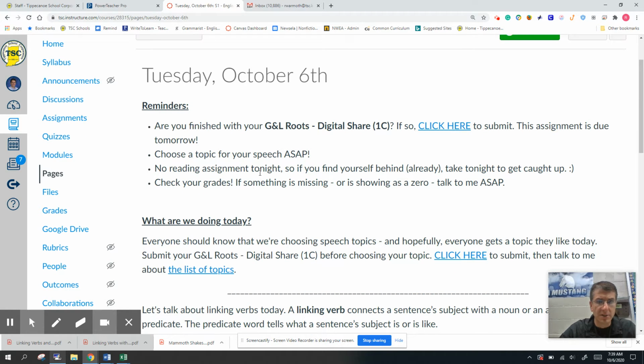Let's see. No reading assignment for tonight. I try to keep at least one day a week as a catch-up day, as long as we're here 5 days. Usually those days are Wednesdays. So if you're behind on Redfern, get caught up. If you want to read ahead, you're always welcome to read ahead. But you should be through Chapter 7 today and Chapter 8 on Thursday when I see you.